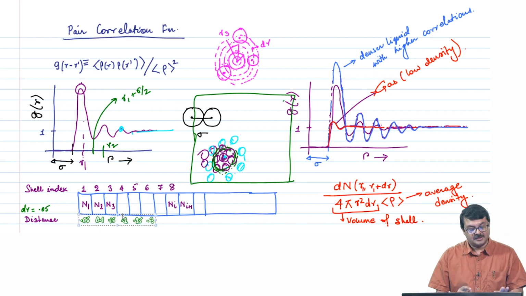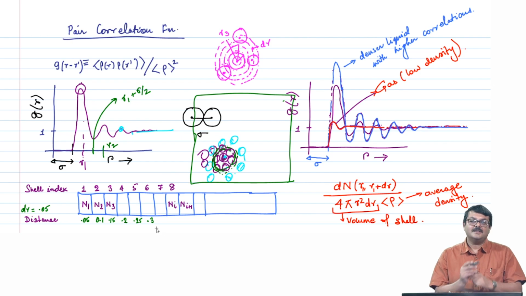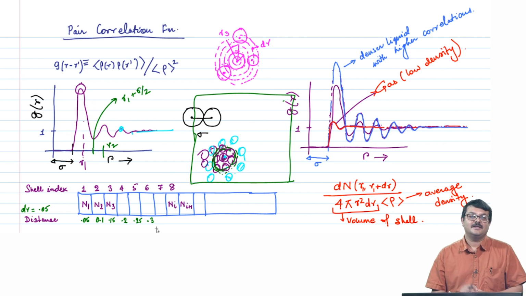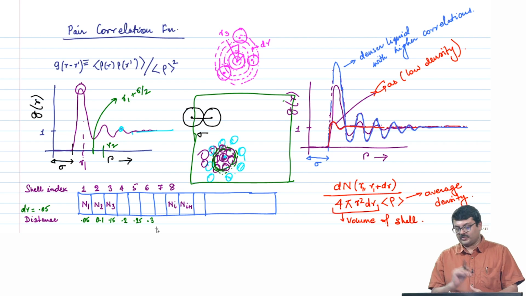distance, because the first one, this 1 into dr, will say how many particles are there between 0 and 0.5. Similarly, if you multiply the 8th or 9th or ith index of the array by dr, that will tell you how many particles are there in that box, and so on. So that is how you calculate the pair correlation function.